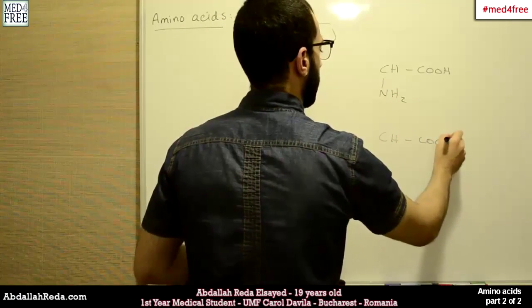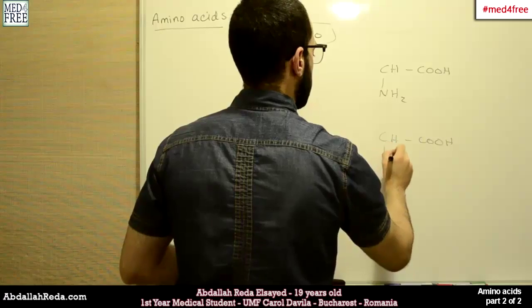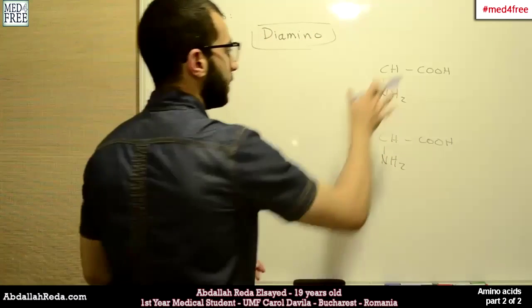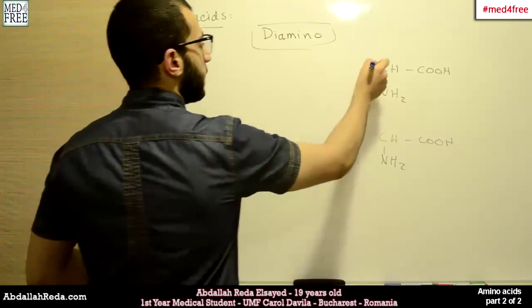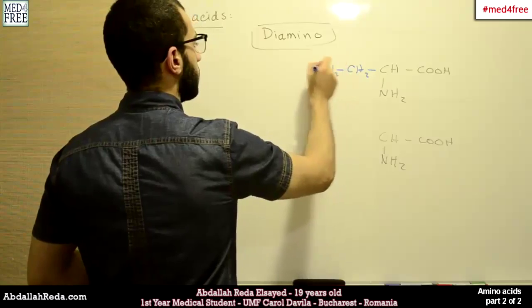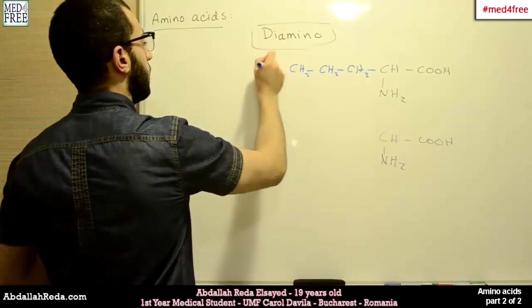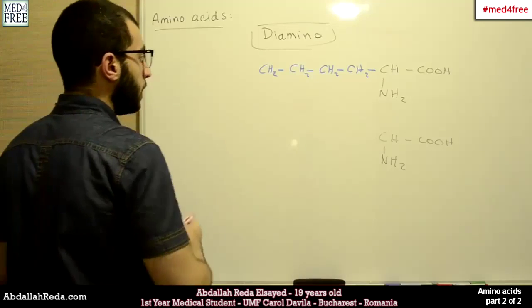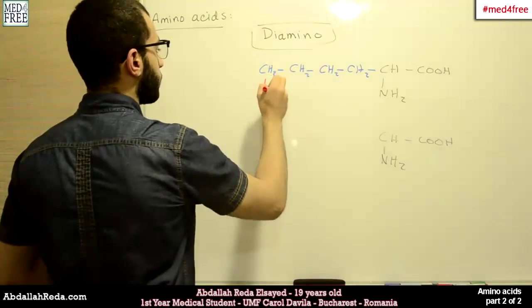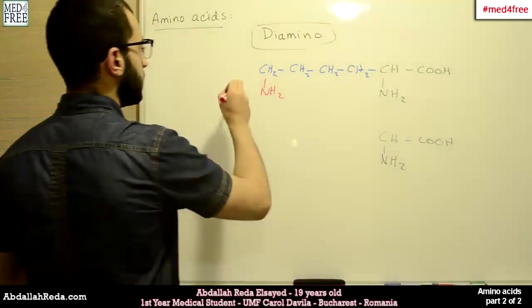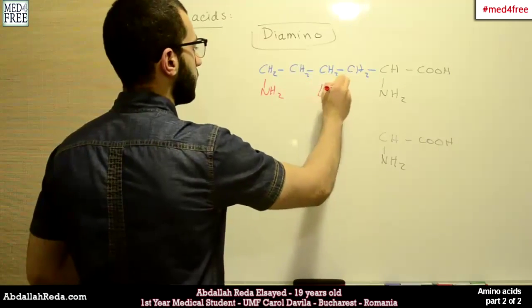So we'll begin with lysine, and after writing this, we will add up 4 more carbons in the R chain, and on the terminal carbon we will add our extra amino group. So this is lysine, and lysine is abbreviated to LYS.